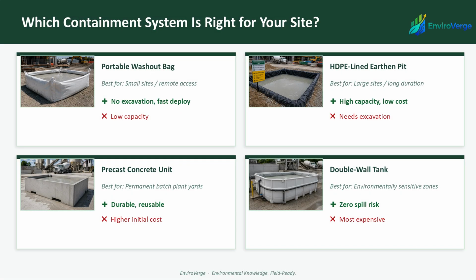There are four concrete washout containment system types, and the right choice depends on your project scale, your duration of concrete operations, and the environmental sensitivity of your surrounding area. Portable washout bags are constructed from reinforced polyethylene fabric, deployed in minutes, no groundworks, no excavation. The right call for small projects, remote locations, or temporary satellite work areas. Limitation: capacity is limited to 0.5 to 2 cubic meters, meaning more frequent management on high-volume sites.